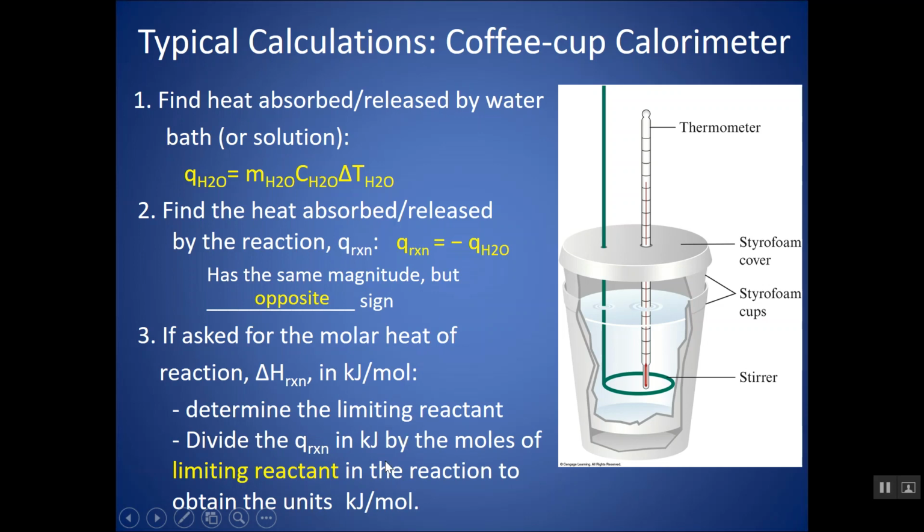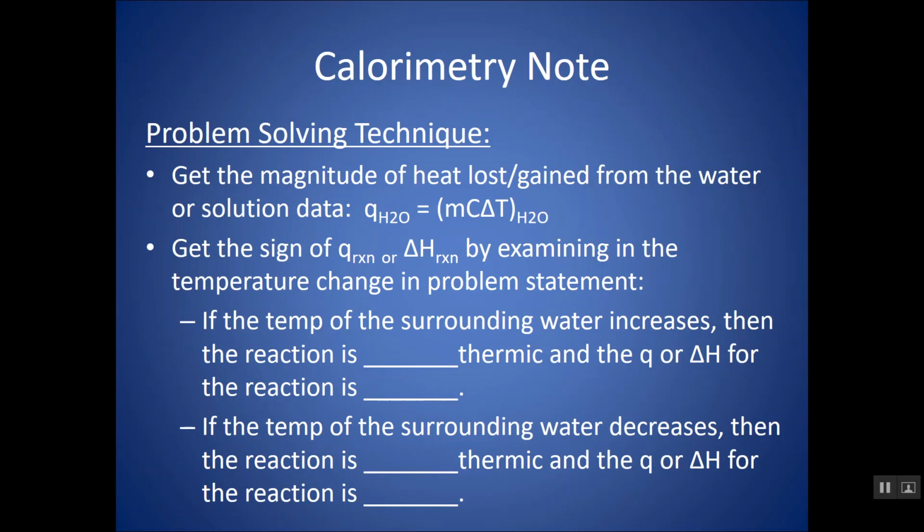Okay, so this is a nice little step-by-step to have all in one place, but let's do a problem so you can see how this is applied, because it might seem more complicated in me explaining this than actually doing the problem. So again, another little problem-solving technique. Get the magnitude of the heat lost or gained by mcΔT, and then just get the sign by examining the temperature change in the problem statement. So if the temperature of the surrounding water increases, the reaction's exothermic. And then the delta H or the Q for the reaction should have a negative sign.